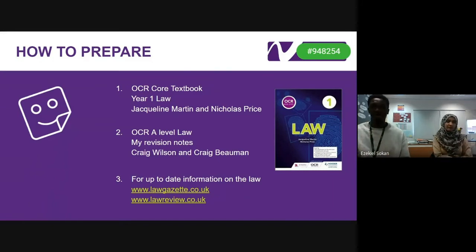On the screen in front of you, you can see a picture of our core textbook for the A-level program, the OCR core textbook year 1 law, and also the revision guide, which is my revision notes. If you want to do any extra reading or prior reading before we start, feel free. A quick way is to screenshot the screen in front of you. If you want to purchase the book, or visit any of these websites like Law Gazette or Law Review, you have the opportunity to do so.